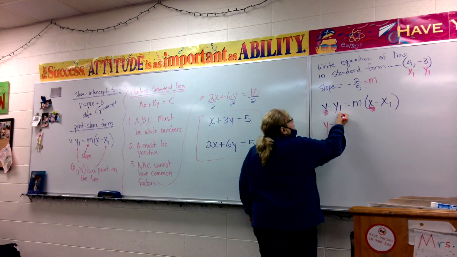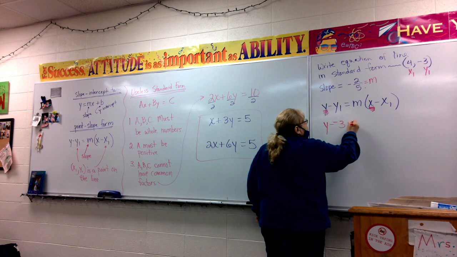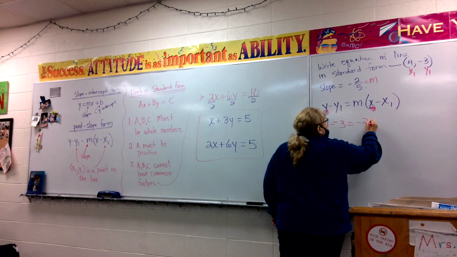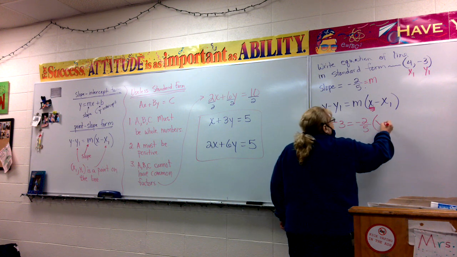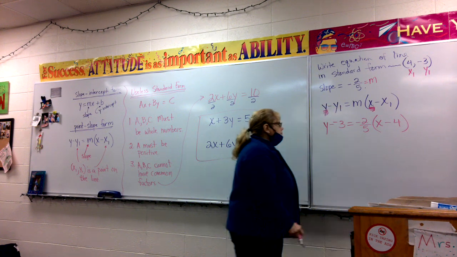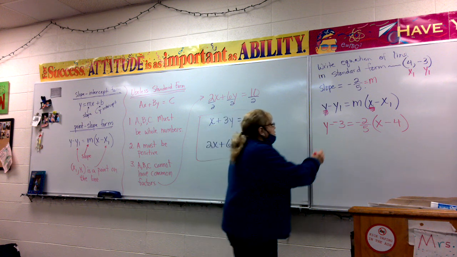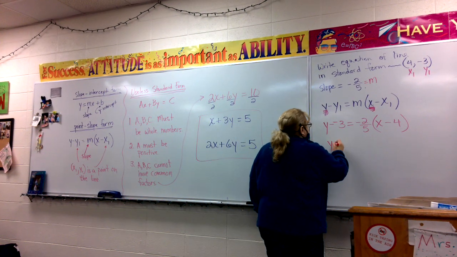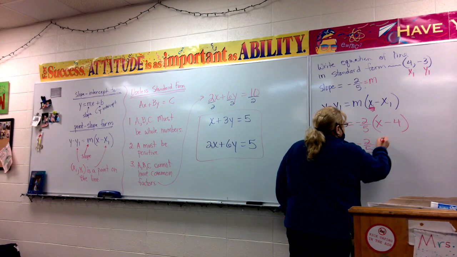What is y1? -3. Slope is -2/5. What's x1? 4. Boy, that's easy, right? We'll fix that up a little bit. y plus 3, negative 2/5.